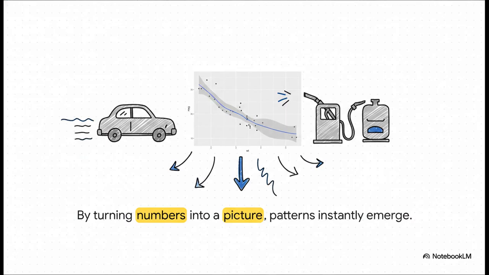But what happens if we turn it into a picture? Bam! All of a sudden, a story just jumps right out at you. This chart was made from the exact same data we were just looking at, and you can instantly see that as a car's weight goes up, its fuel efficiency, the miles per gallon, tends to go down. That pattern becomes so obvious, so intuitive, and that is the power we're going to get into today.